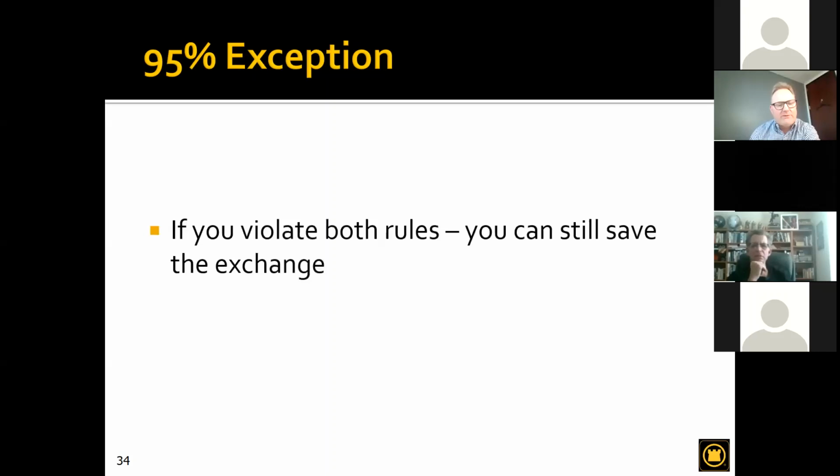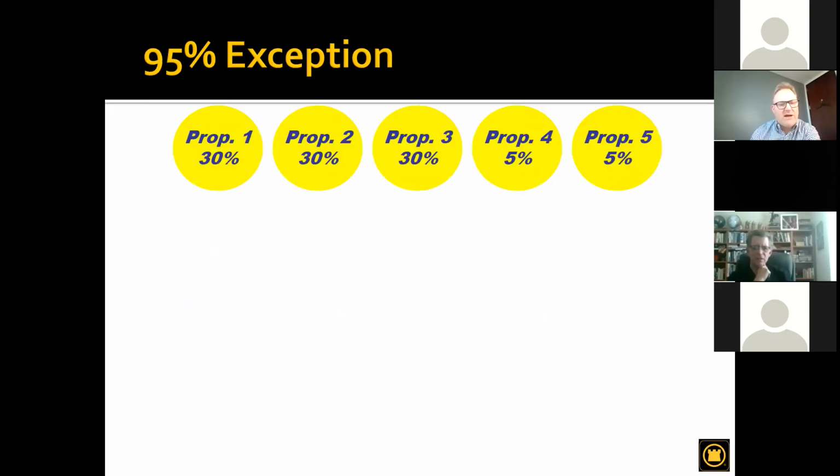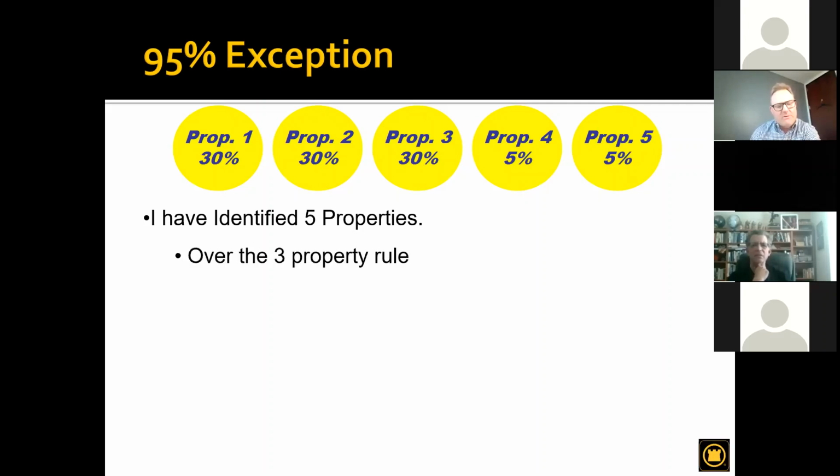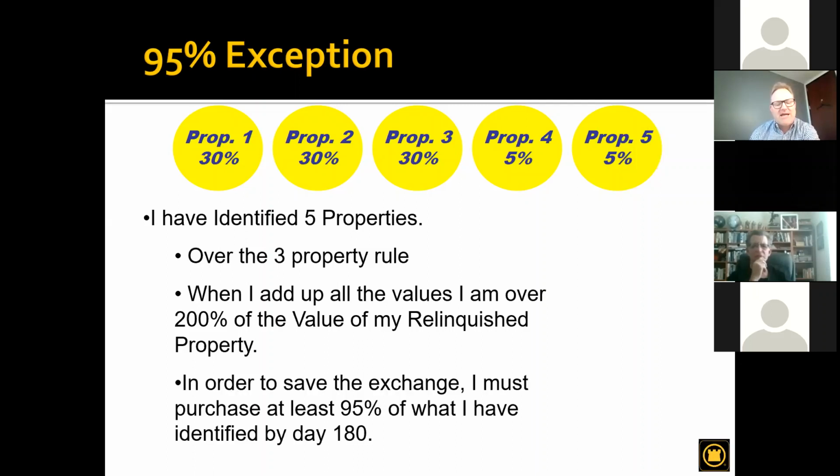If you violate both the 3 property rule and the 200% rule, you can still save the exchange by acquiring 95% of the value of all properties identified within a 180-day period. Now, to give you an example of what this rule means, if I went out and identified 5 properties, I'm obviously over the 3 property rule, and when I add up all the values, I accidentally went over 200%. And so in order to save this transaction, I have to purchase at least 95% of what I've identified.